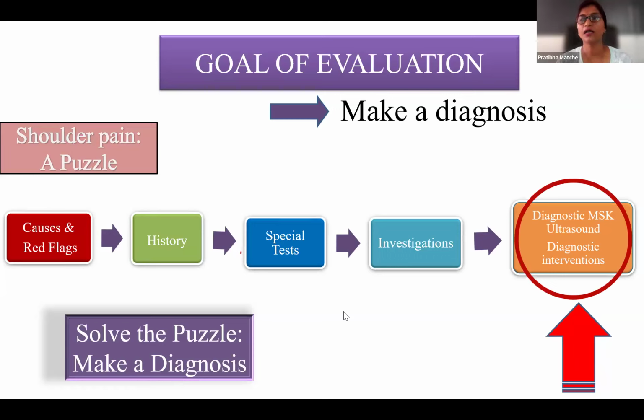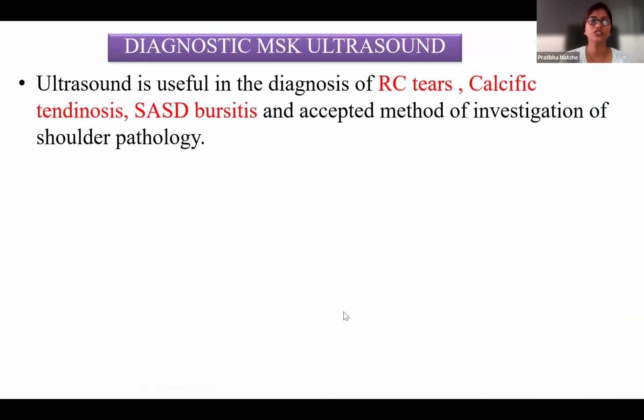So now the next important tool for the diagnosis of shoulder pain for us as pain physicians is diagnostic MSK ultrasound and the diagnostic interventions, which will give a very good clue for the shoulder pain. Ultrasound is definitely one of the useful diagnostic tools in the rotator cuff pathologies, the SASD bursitis, the biceps tendon pathology, the adhesive capsulitis. Almost many of the conditions could be diagnosed, and it is one of the accepted methods of investigation for shoulder pathology.